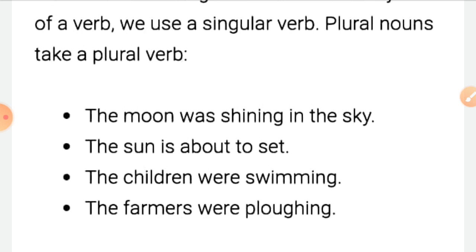By children we mean there are too many children over there. By farmers, farmers is a plural thing. Farmer is a singular thing. So farmers will take a plural verb. Which is the plural verb? Were. Child is singular while children is plural. So children is a plural noun, so children will take were as a verb. Okay. So singular noun, singular verb; plural noun, plural verb. The subject is the moon and the main noun is moon. The subject is the sun and sun is the noun. So the singular noun present in the subject is taking a singular verb here.